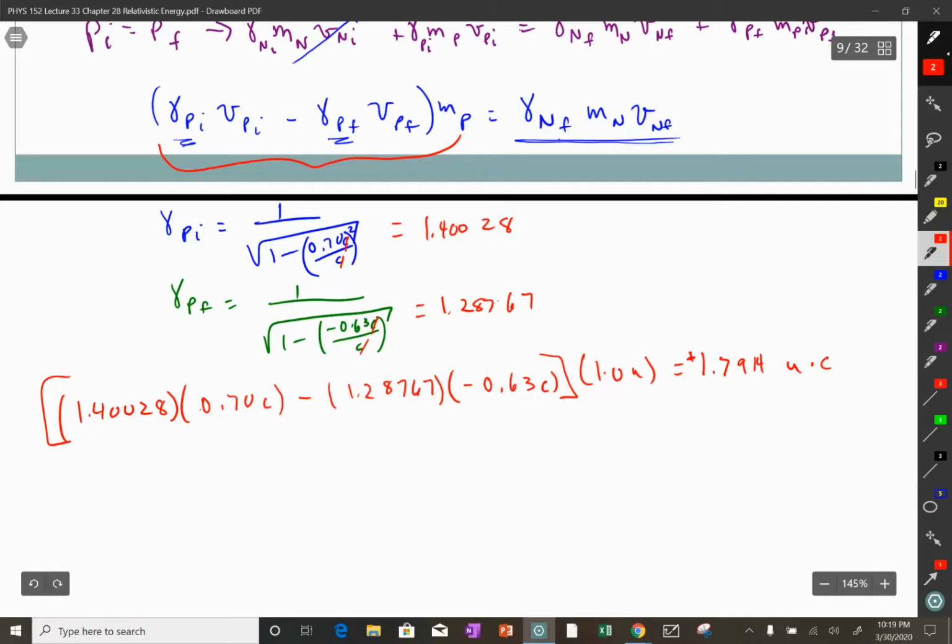Now, you might be a little concerned. I have mass in atomic mass units, speed in units of C. I just have to be consistent with my units. And in the end, I might have to do some conversions, but I'm going to just be consistent until I get to the end.